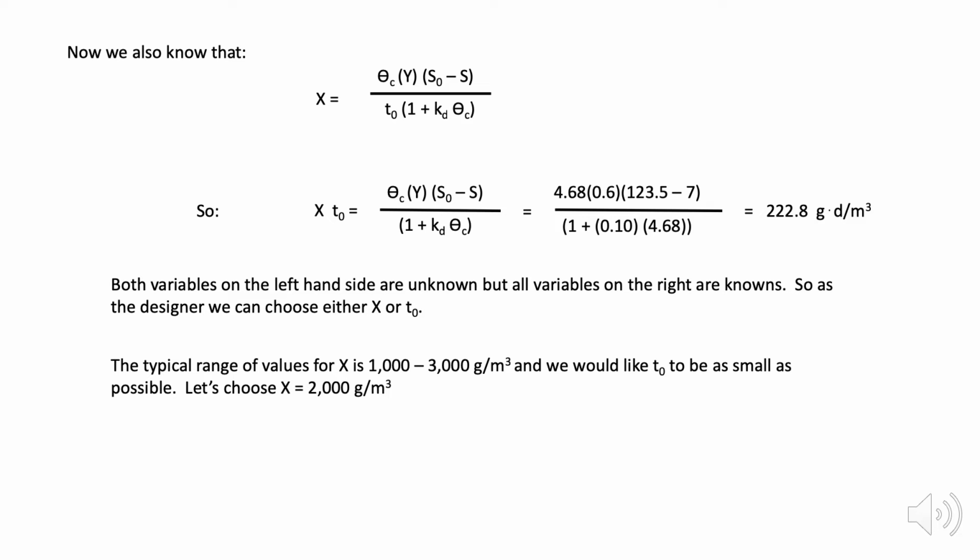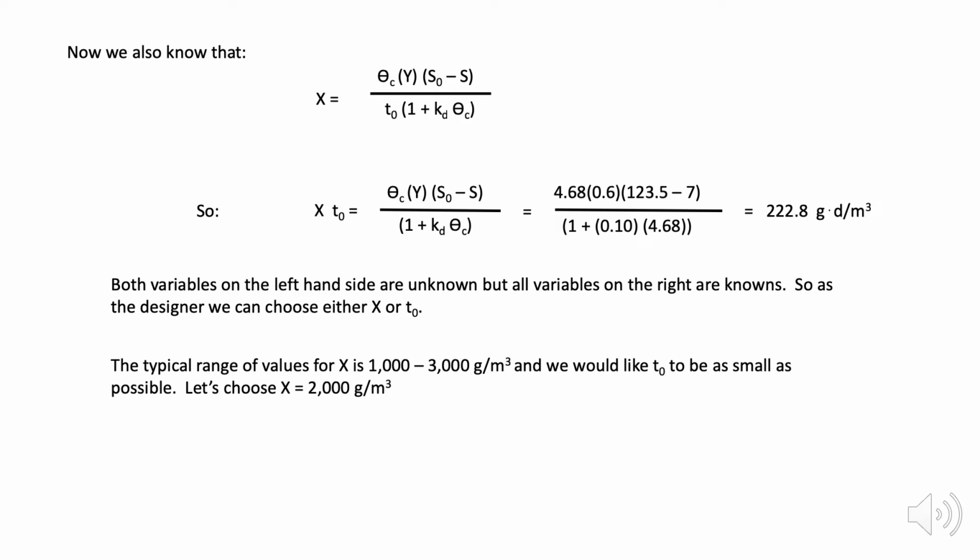So we also know that T sub 0 has an effect on the size of the system. If T sub 0 is small, the physical size of the reactor is going to be small also, and a smaller reactor is easier to design. So we have to remember that if we pick a really big X, then I can have a small T sub 0. If I pick a small T sub 0, I have to have a large X, conversely. So let's just choose a value right in the middle of that 1,000 to 3,000 and choose X equal to 2,000.